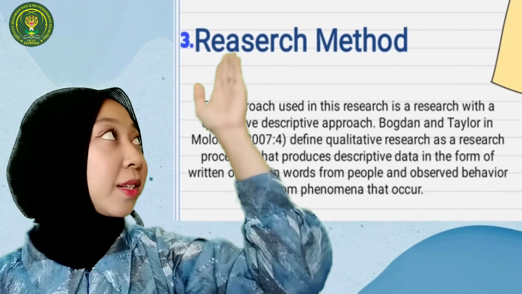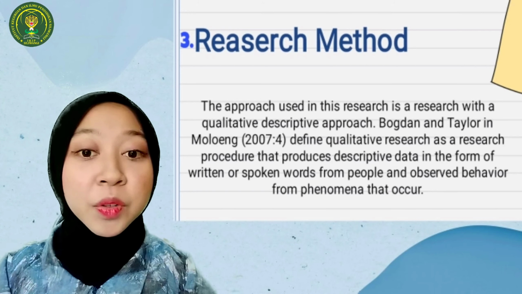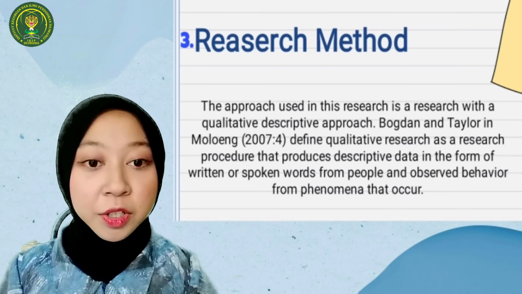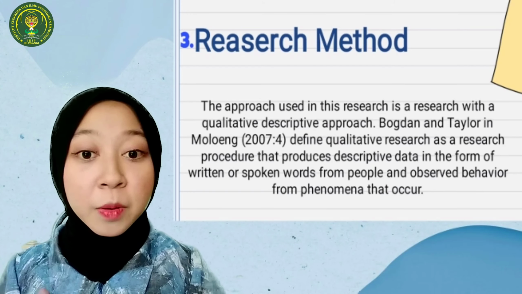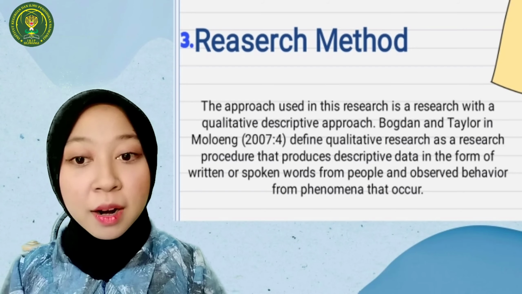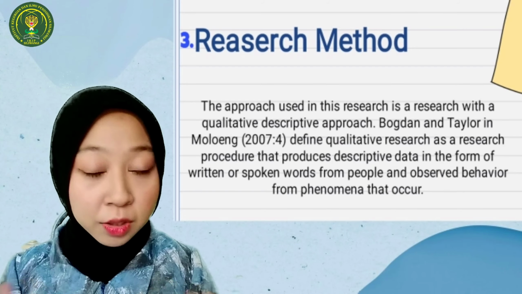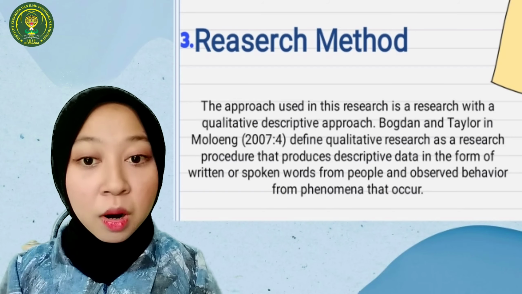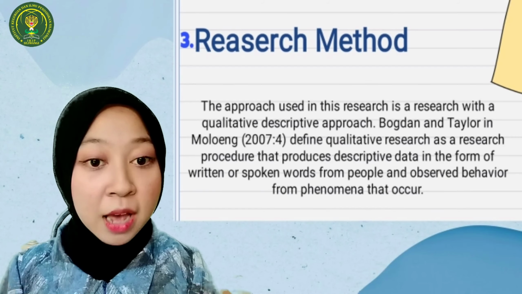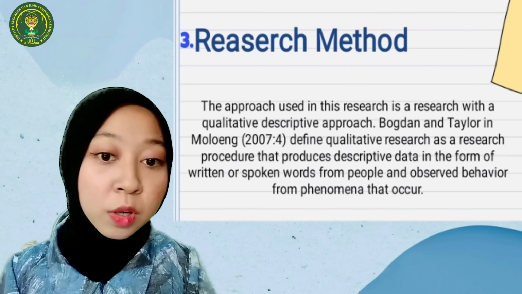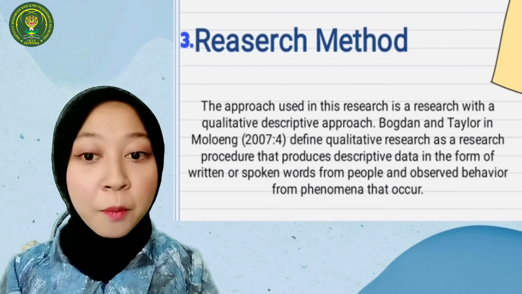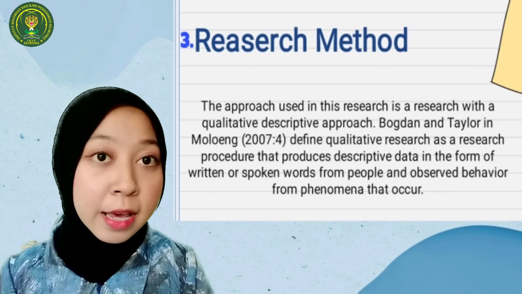Number 3, research method. The approach used in this research is a research with a qualitative descriptive approach. Bogdan and Taylor in Moleong define qualitative research as a research procedure that produces descriptive data in the form of written or spoken words from people and observed behavior from phenomena that occur.